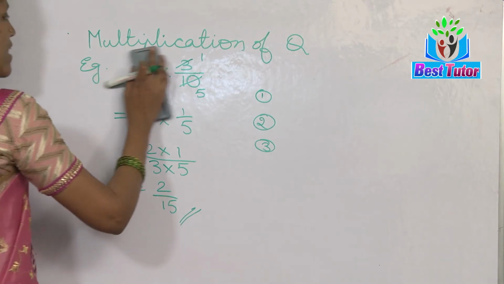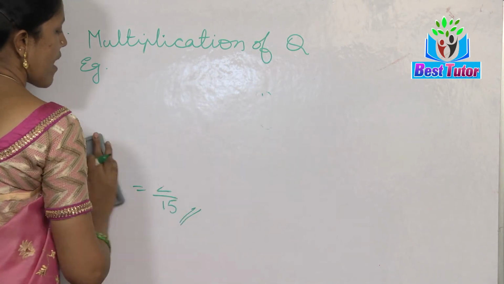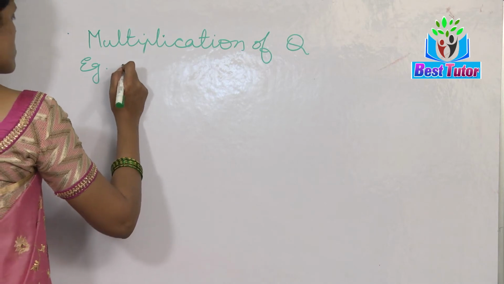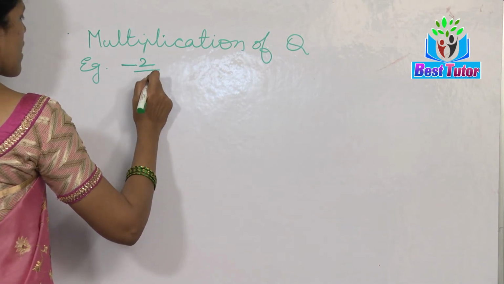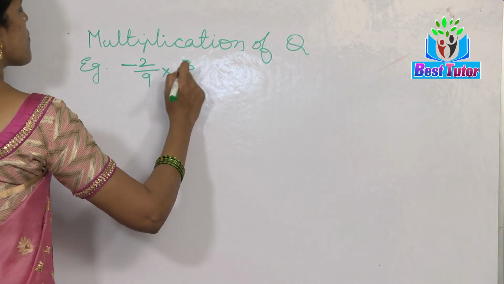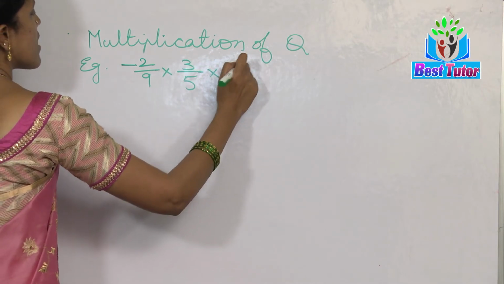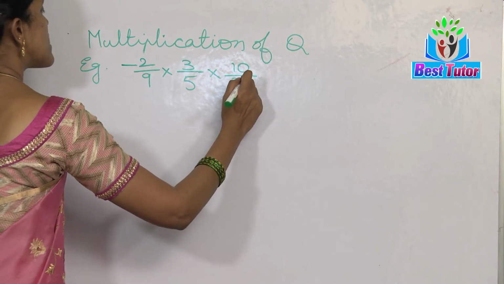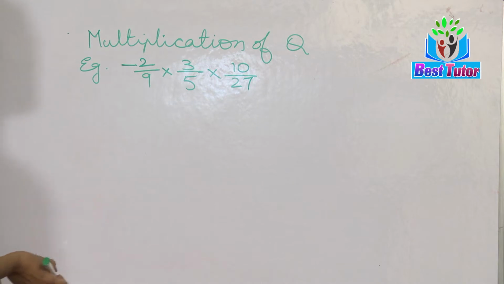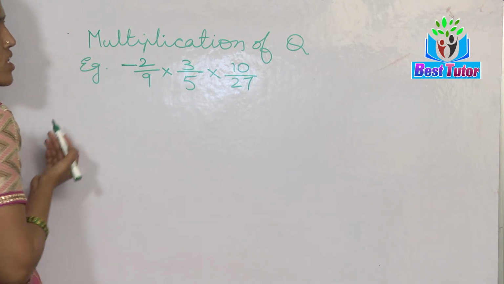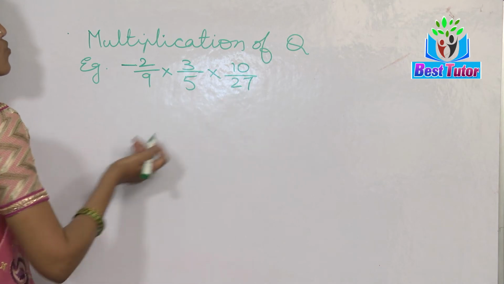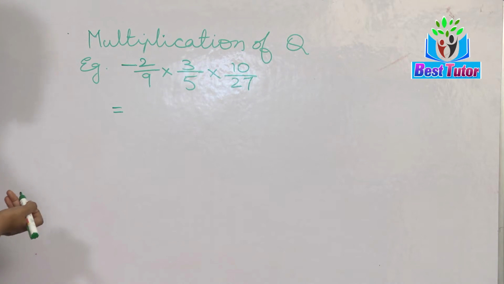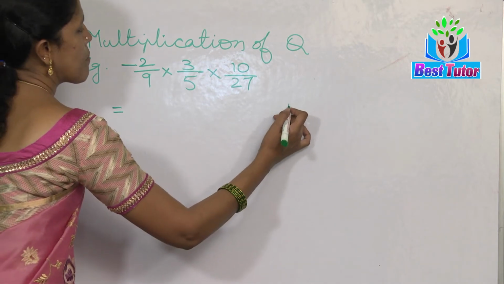What if we have more than two rational numbers? And what if we have rational numbers of opposite signs? Let us consider this example. Minus 2 by 9, 3 by 5, 10 by 27. Right. Here we observe that one of the rational numbers is negative and the remaining two are positive. Never mind. But the procedure remains the same. What are we supposed to do? If we remember the previous example, there are 3 steps.